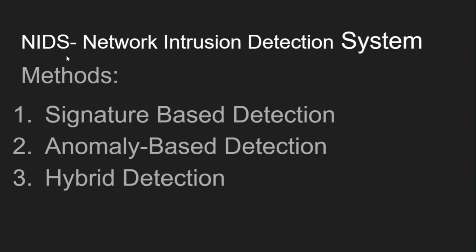So NIDS, Network Intrusion Detection System. This right here, guys, these are our methods. For our Network Intrusion Detection System, there are technically 3 methods, and these would be the different types of them. One of them is called signature-based detection. Signature-based detection is nothing more than a fingerprint. That's kind of what your signature is. It's kind of like a fingerprint.